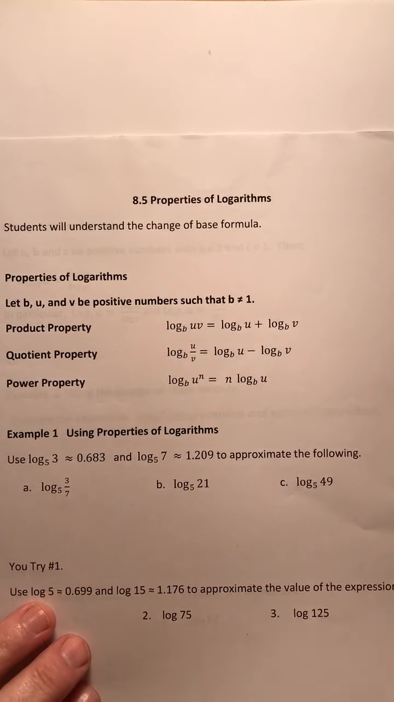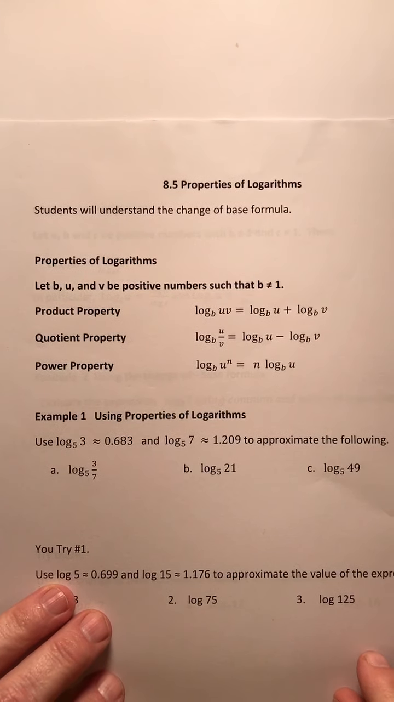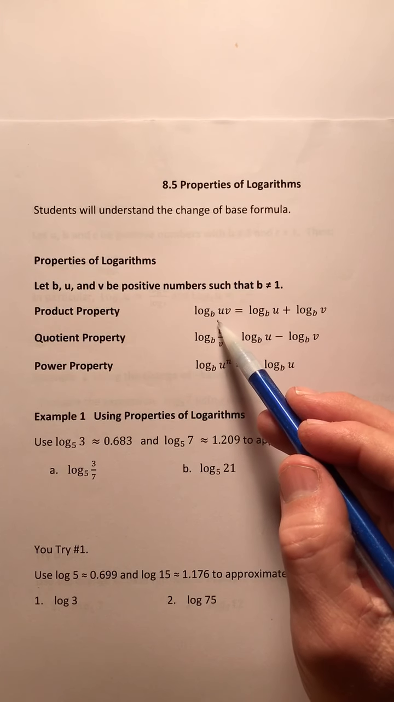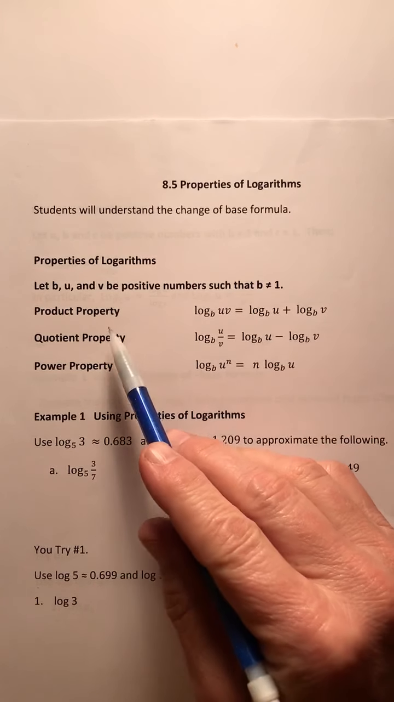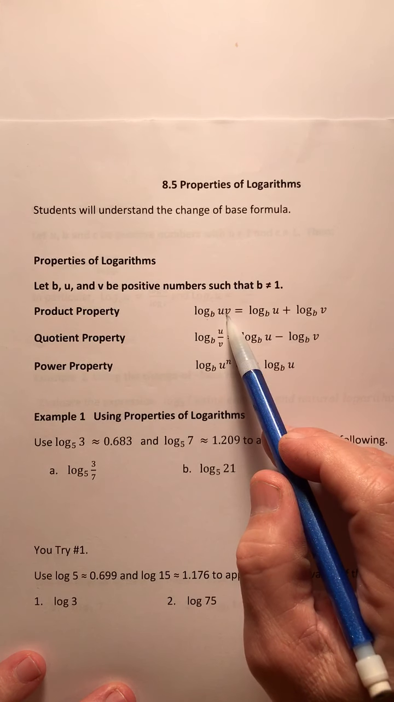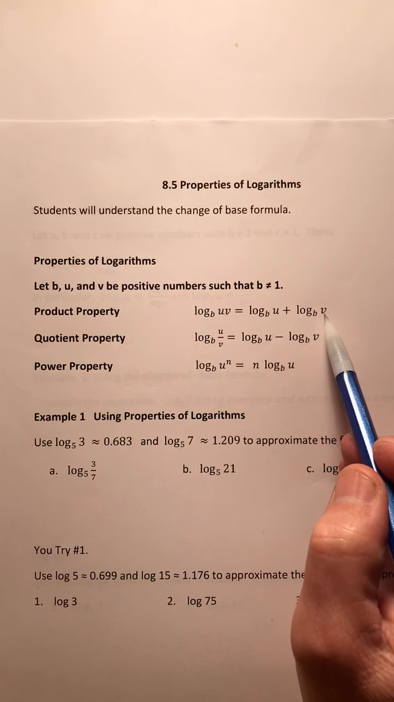8.5 properties of logarithms. What I expect you to be able to do is basically use the change of base formula. We have a couple properties that you have to know. One is the product property. It says if we have log base b of u times v, it's equal to the log base b of u plus the log base b of v.